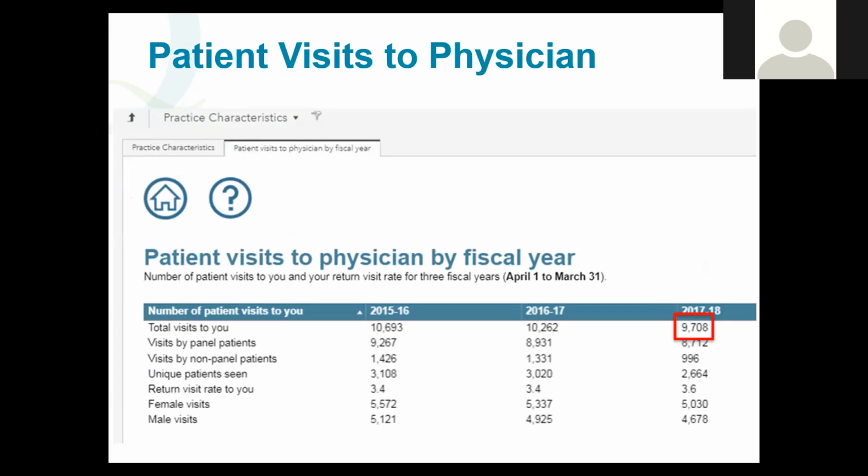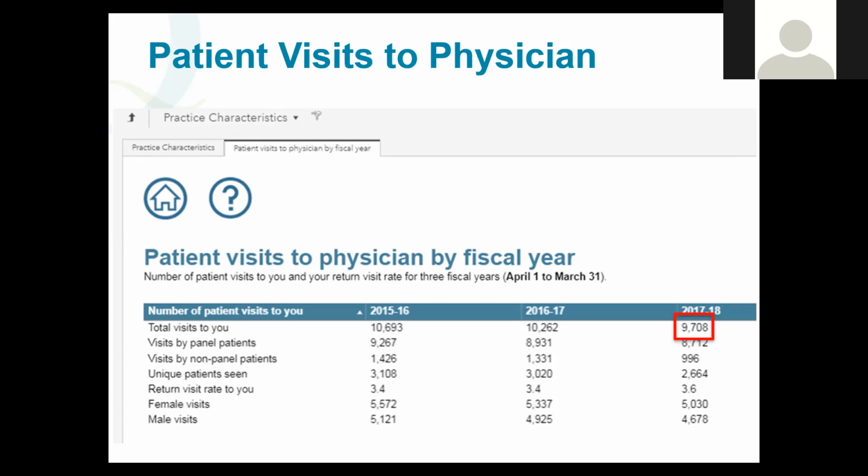The next thing we looked at was the physician's supply and demand. And supply can be found in the total visits to you, which is this line right here. This physician was able to provide 9,708 visits in the last year of data. And the other thing that I always find interesting is to look at the visits by non-paneled patients, those patients that were paneled to other people that you saw during that year.